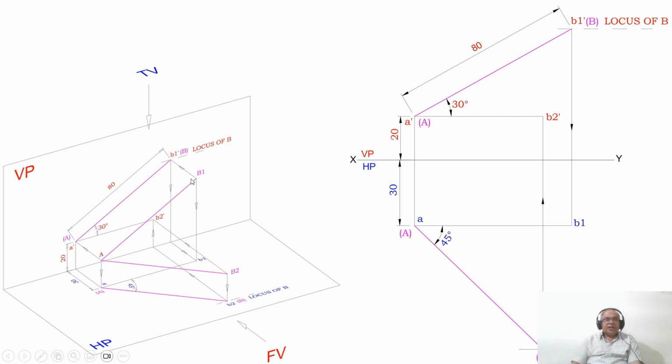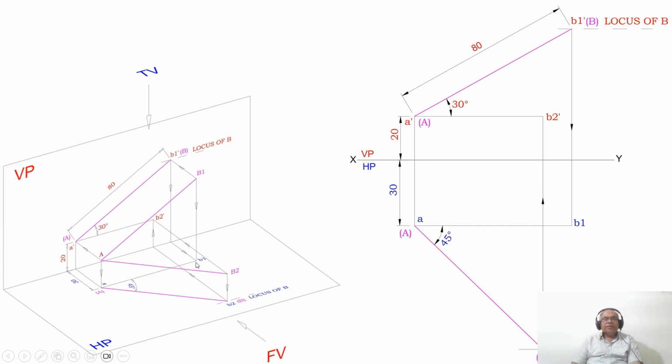Both A and B1 are equidistant from the vertical plane because it is already given in the problem that it has the true length. So true length in VP means what? It should be parallel to VP. So when you are projecting this point, both A and B1 are at equidistant from the vertical plane.